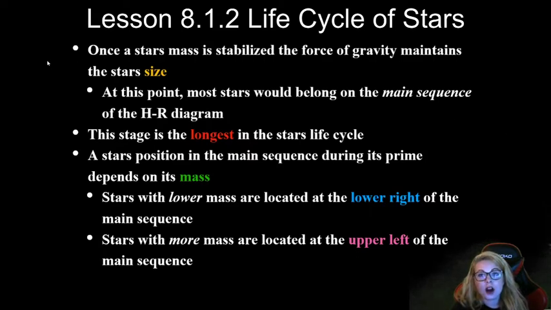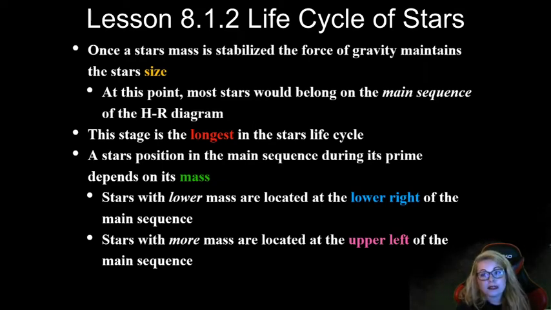And so, once the star's mass from all of what we just talked about is stabilized, the force of gravity maintains that star's size. And so at this point, most stars would belong on that main sequence of the HR diagram. This stage is the longest part in the star's life cycle. Okay, so that's key. So remember, if you're ever asked, where does the star spend most of its time in its life cycle, or where's the longest stretch for a star's life cycle, it's most likely the main sequence.